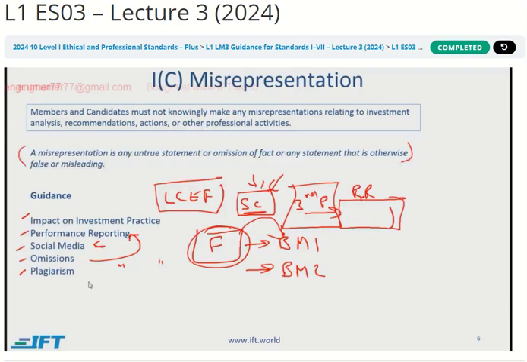The key point is that to prevent plagiarism, the authors need to be clearly mentioned, and whatever they have said needs to be in quotations.